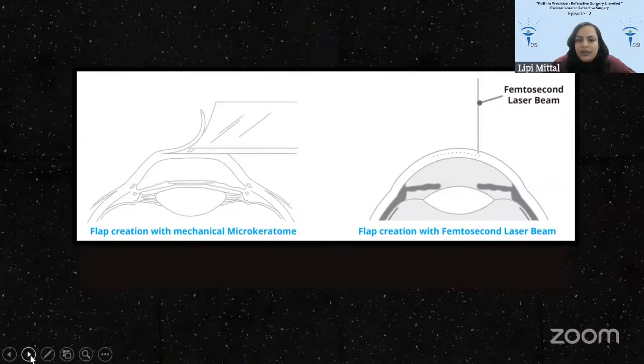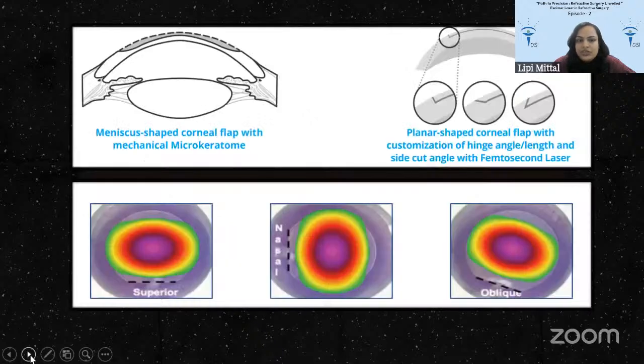So for flap creation with microkeratome and femto, the difference is in the shape. It is meniscus shaped in microkeratome and planar in femtosecond, giving it better adhesion. Also, the hinge side can be customized in femtosecond laser according to the ablation profile.